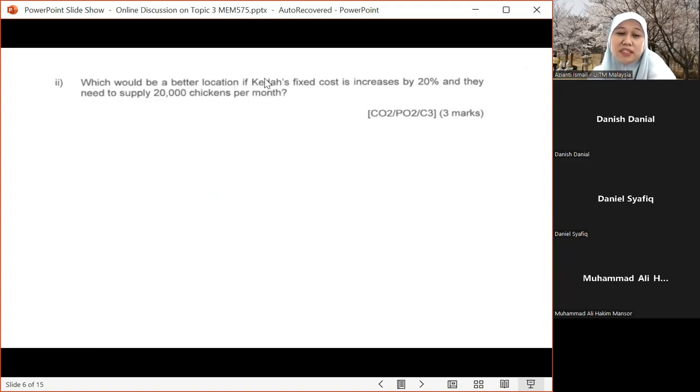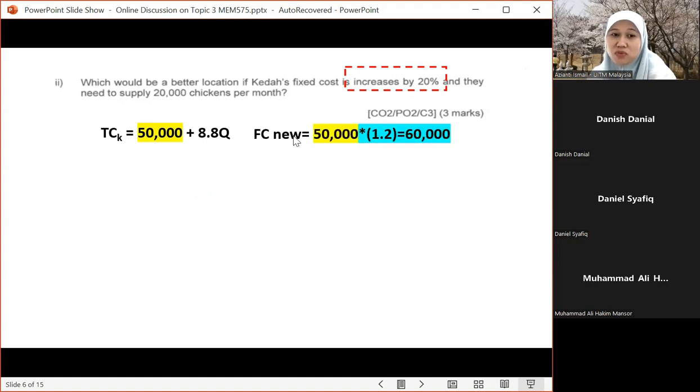Which would be the better location if Kedah's fixed cost increases 20%? Okay, there are changes in data. So we know that TCK was originally 50K plus 8.8Q. So they changed the 50 because they said it increased 20%. To get the increase, 50,000 times 1.2 equals 60,000. So the new TCK equation is going to be 60,000 plus 8.8Q. Okay, so this is the new one, so we're going to use this one.